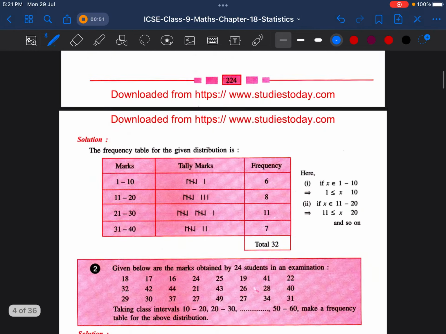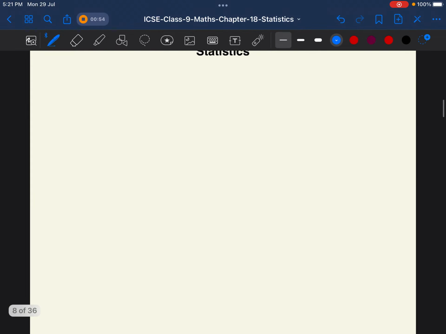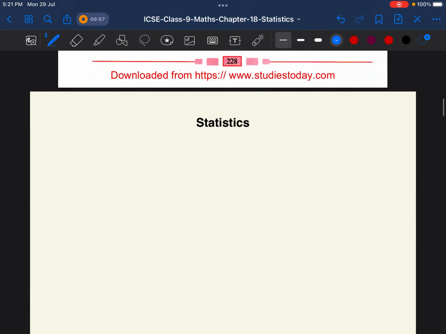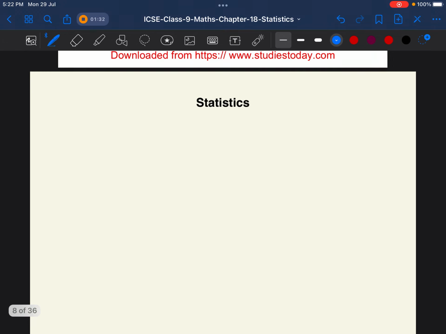Okay, so first, suppose you have a lot of information such as age, height, weight of different people. Here we arrange this data in a systematic way. Here we use this data in order to look at the group. Okay, so now, what is statistics?